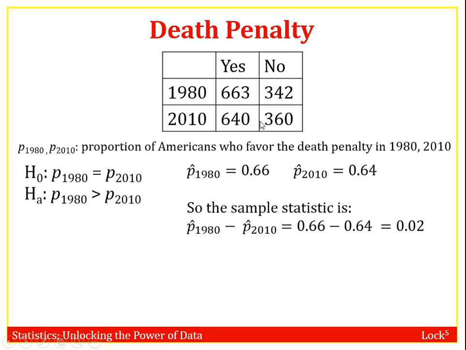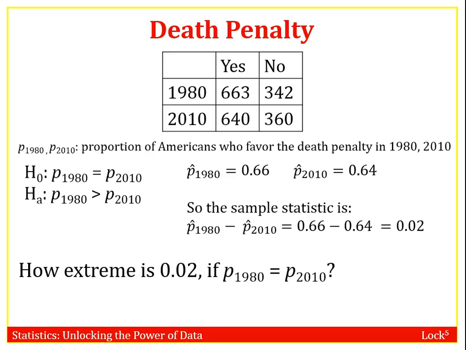So if you go ahead and take 663 divided by the total here, which is 1,005, we get this. For 2010, you take 640 divided by the total here, which is 1,000, we get this. We want to go ahead and subtract those two, and we get this. That's, for the most part, our sample statistic that we're going to test. So how extreme is it to get a sample statistic of 0.02, assuming that they are equal?